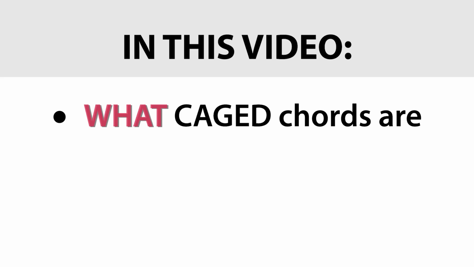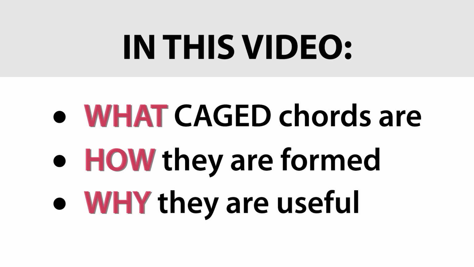As you play the guitar and move around the fretboard to different chord positions, different chord shapes, there's a helpful way to look at these chord positions using what's called the CAGED chord system. It's not really a system, but just a way of looking at how the notes are laid out on the instrument. So in this video, you'll see what CAGED chords are exactly, how they're formed, and why they're so useful.